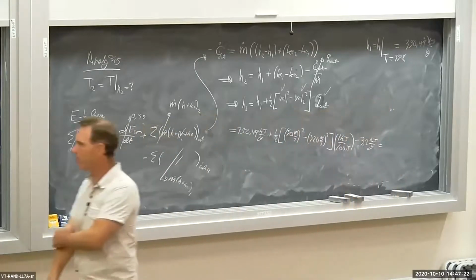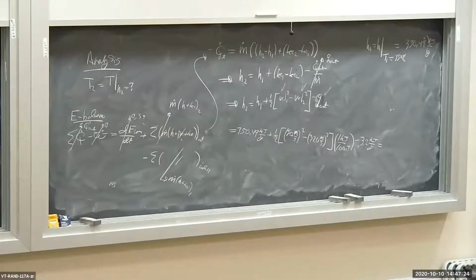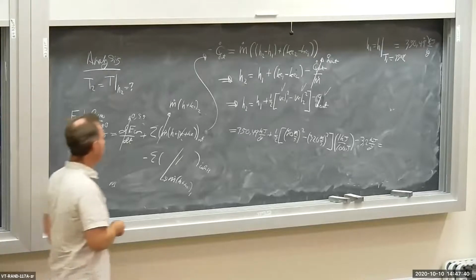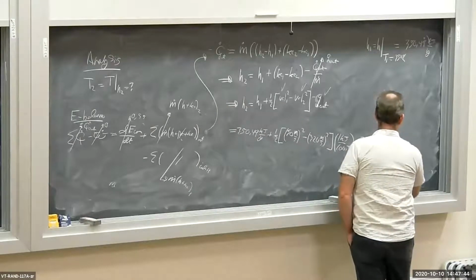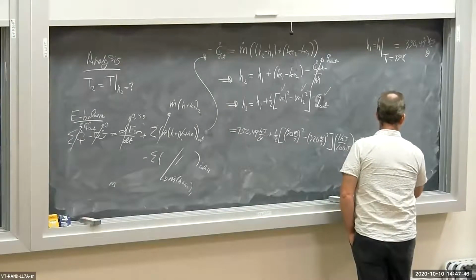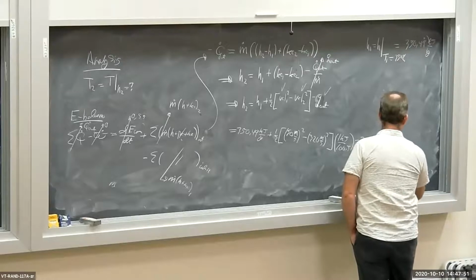Okay? And so we get an outlet specific enthalpy of 297.34. You've got the 1/2 there too. 297.34, or if you like, 0.3 kilojoule per kilogram.